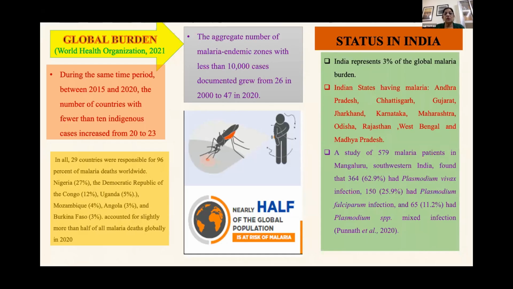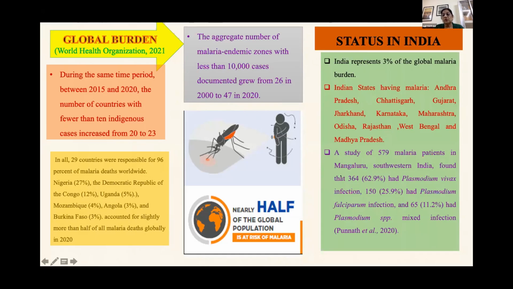Now, to see the global burden as shared by WHO in 2021, the number of malaria endemic countries with less than 10,000 cases has grown from 26 in 2000 to 47 in 2020. And in the period from 2015 to 2020, the number of countries with fewer than 100 indigenous cases has also increased from 20 to 23. Nearly half of the global population is at risk of malaria. If we see the status of malaria in India, it represents 3% of the global malaria burden. The main states affected are Andhra Pradesh, Chhattisgarh, Gujarat, Jharkhand, Karnataka, Maharashtra, Odisha, Rajasthan, West Bengal, and Madhya Pradesh. Mostly Odisha and Madhya Pradesh are badly affected.